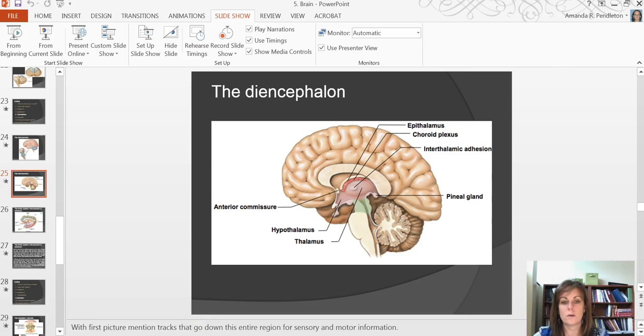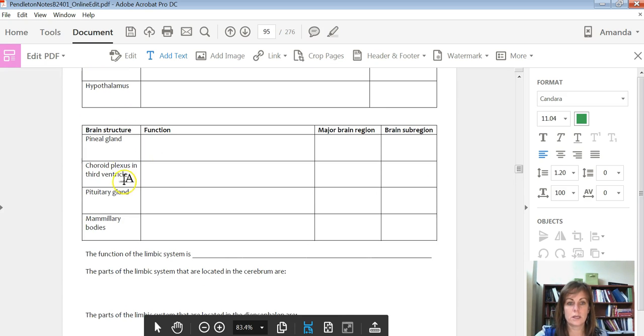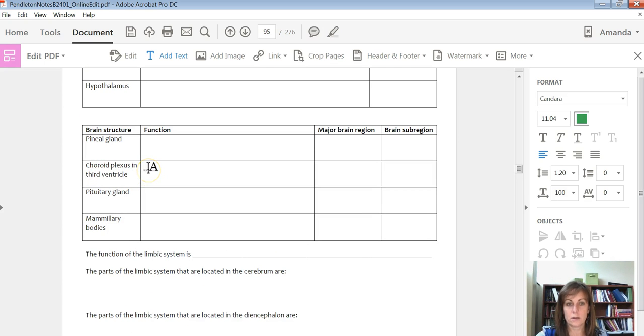Okay, so if we're going to our note sheets and we're looking here at what the functions are, okay, so choroid plexus, we're going to put produces cerebrospinal fluid, okay, in the third ventricle. And the pineal gland, it produces a chemical, or hormone, called melatonin, okay? And this regulates the sleep-wake cycles. Okay, so melatonin is thought to be released, and it helps cause you to go to sleep.